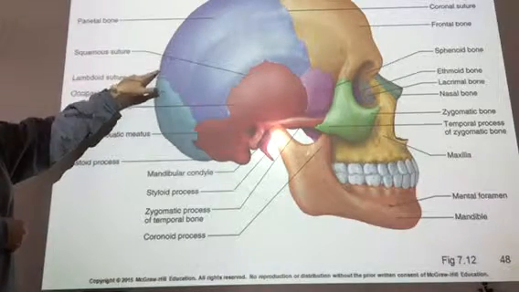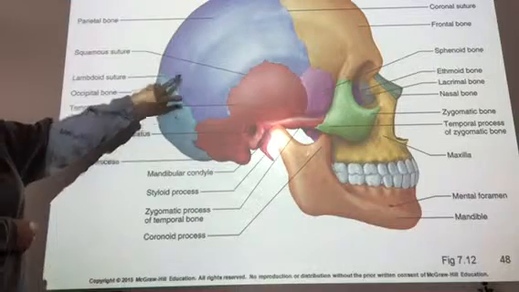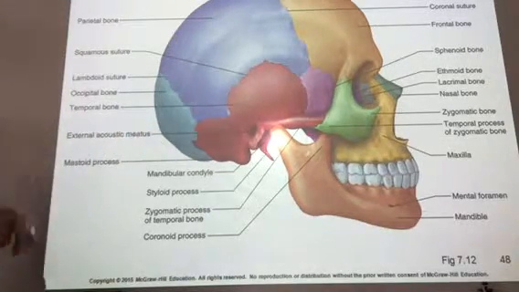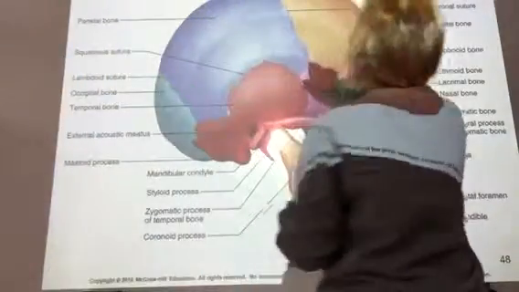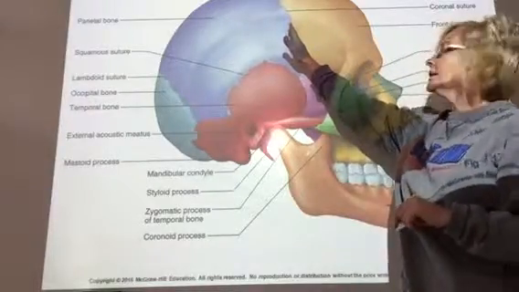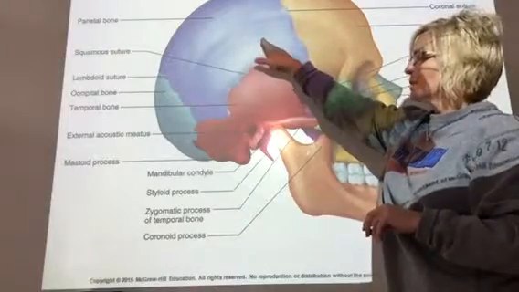Lambdoid suture is the one towards the back, and it's going to separate parietal and occipital. The other suture that I would like you to know is the coronal suture, crown, and it separates your frontal from your parietal.